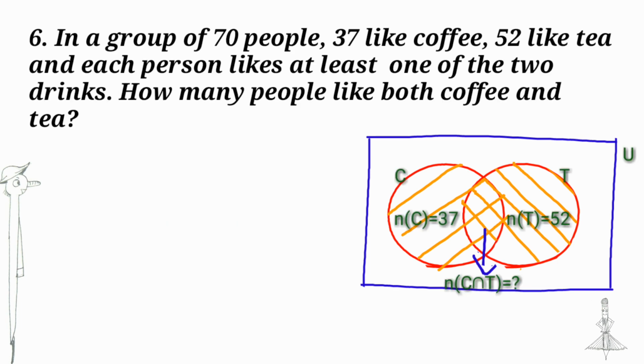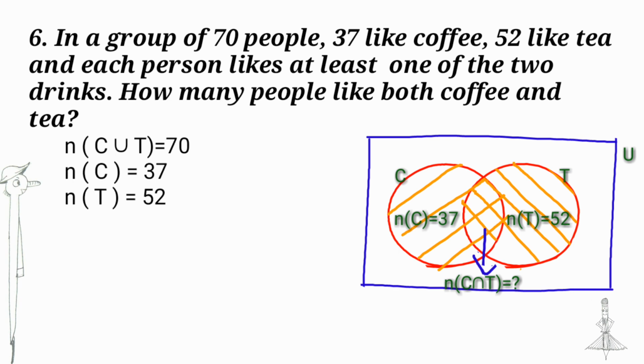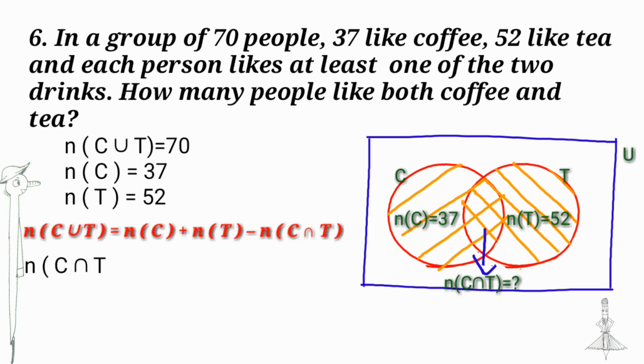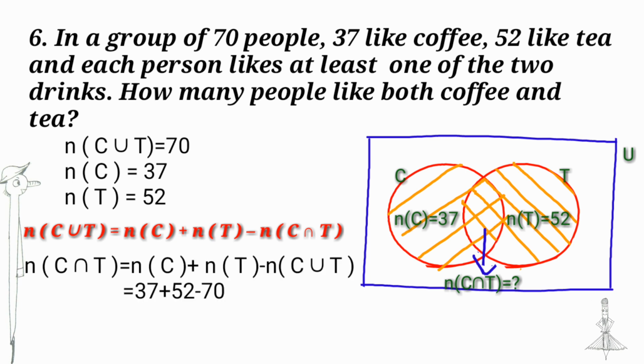In a group of 70 people, 37 like coffee, 52 like tea and each person likes at least one of the two drinks. How many people like both coffee and tea? Let C denote the set of people who like coffee and T denote the set of people who like tea. Then the number of elements in C union T is equal to 70. The number of elements in C is equal to 37 and the number of elements in T is equal to 52. Substituting the values in our equation, we get the number of elements in C intersection T is equal to 19. Thus, 19 people like both coffee and tea.